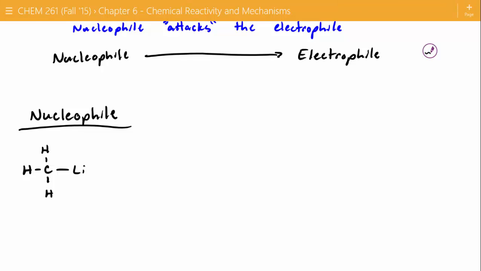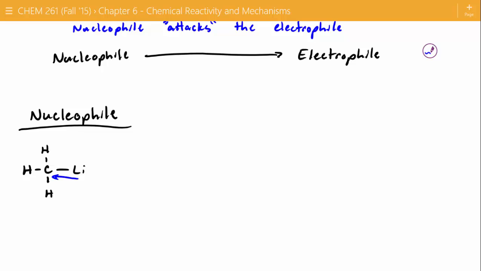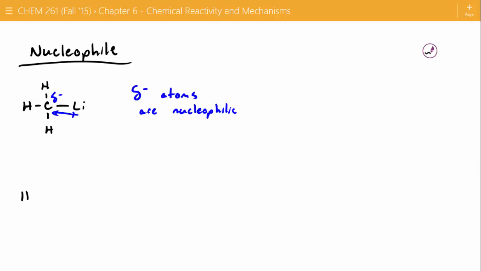What do you think? Well, lithium wants to get rid of its electrons, for one thing. Yeah, exactly. So if we look at the net dipole moment here, it's pulling electron density away from lithium, which means carbon's got a delta negative. So delta negative atoms are nucleophilic. Same thing with atoms that have a full negative charge on them. They're also nucleophilic.